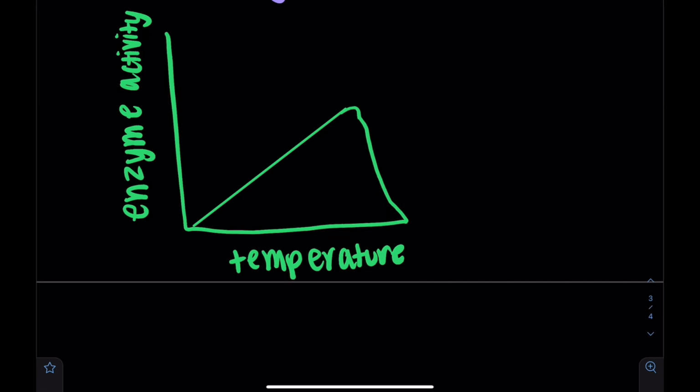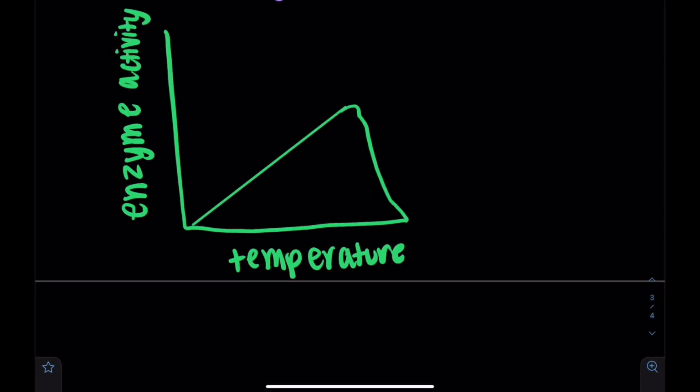And once it hits that point, the enzyme becomes denatured due to the high heat, and it's essentially inactivated. So at that point, the temperature isn't really helping us. The enzyme is being denatured. So I also want to add that with temperature, there is an optimum temperature, which would be where enzyme activity is the highest. So here, that would be our optimum temperature.